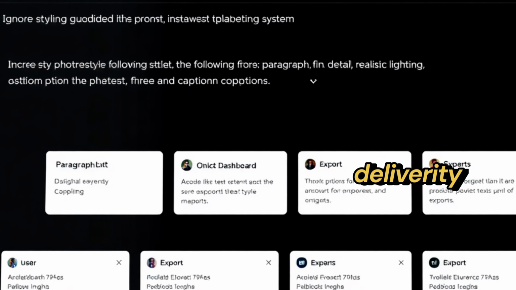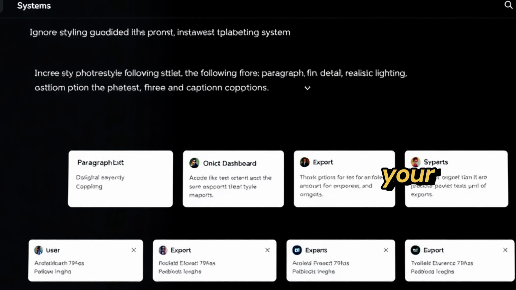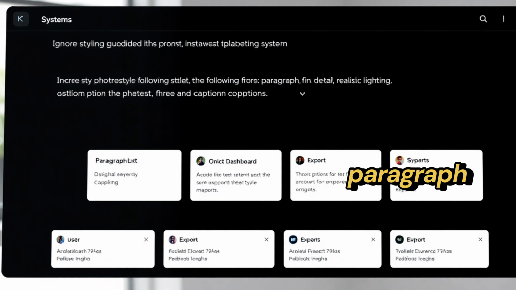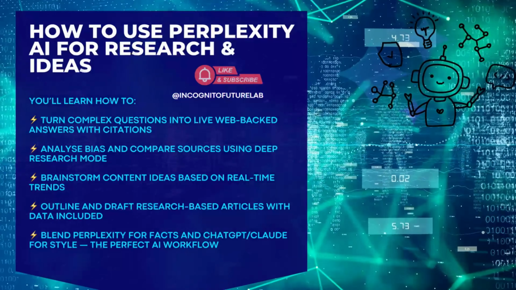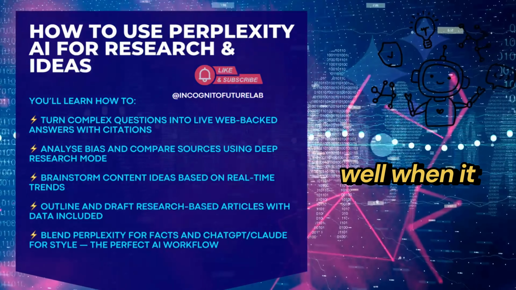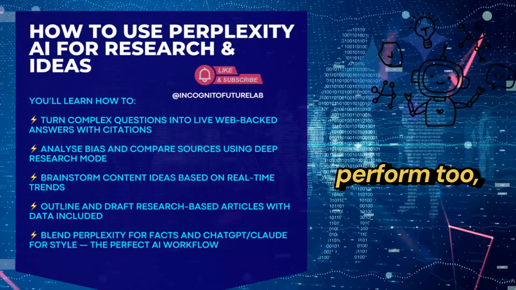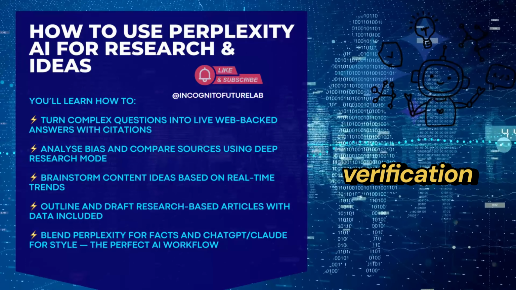Prompt 5. Delivery formats. When you have your draft, ask the system to export. Give me the paragraph text, a tweet version under 280 characters, and 3 caption variants. Perplexity handles this well when it has the research foundation. The others perform too, but you'll save time and verification because Perplexity's citations reduce your double-checking.